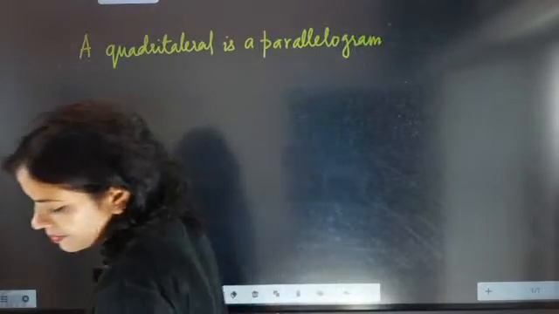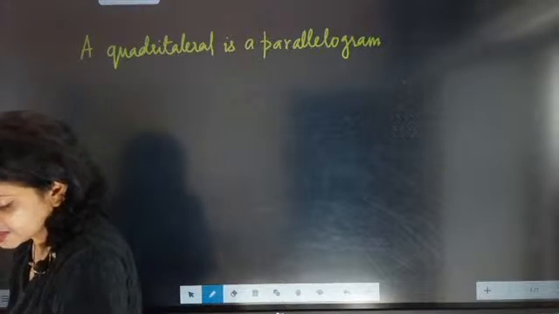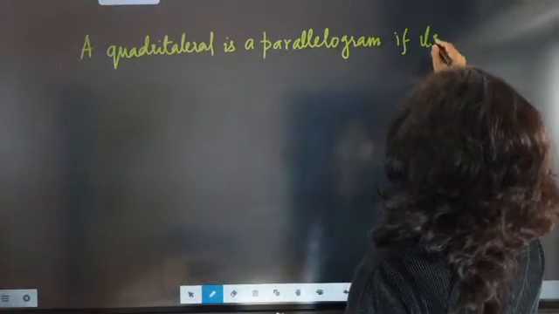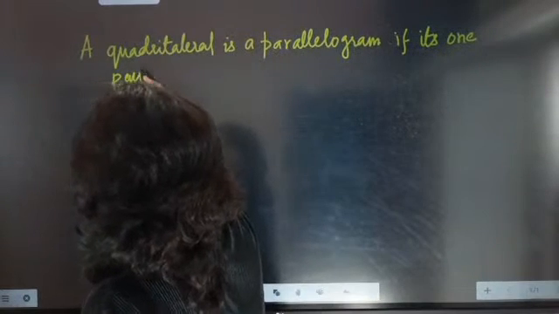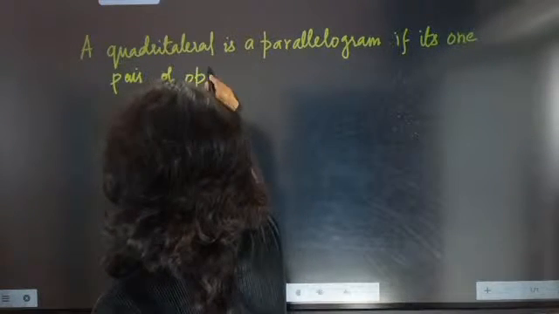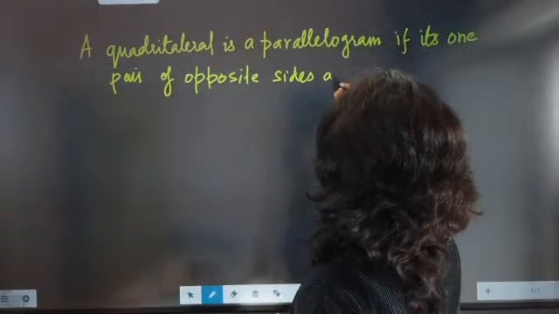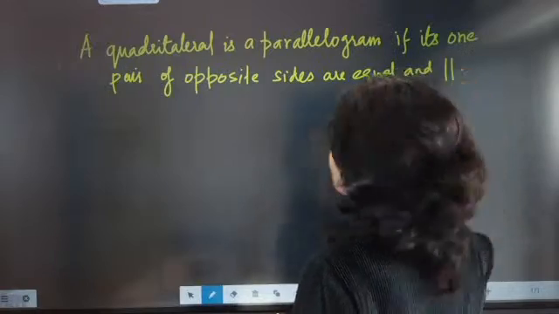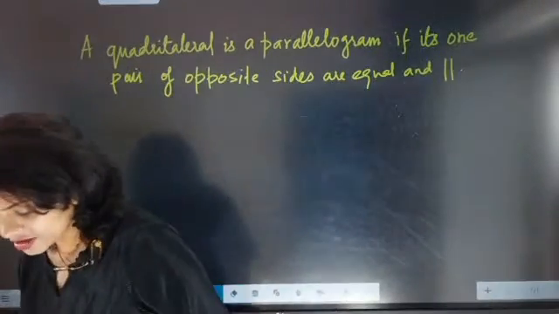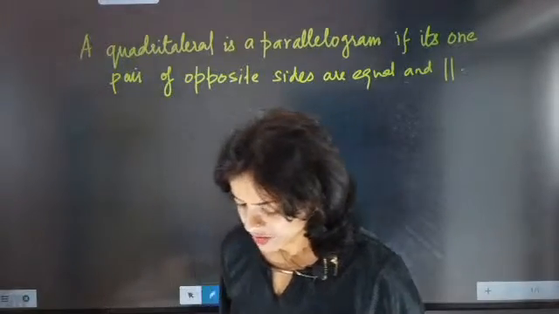A quadrilateral is a parallelogram if its one pair of opposite sides are equal and parallel. You can get this type of question for 2 marks. So that means you have to prove that.